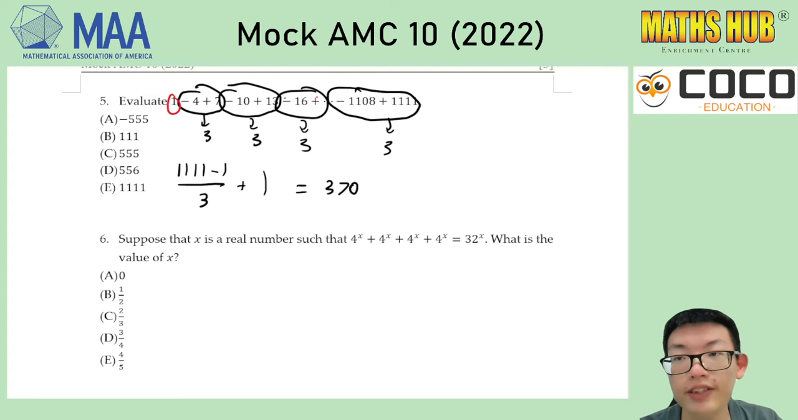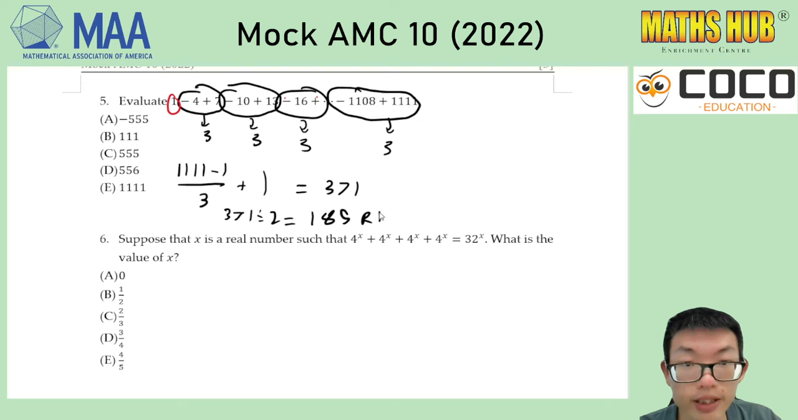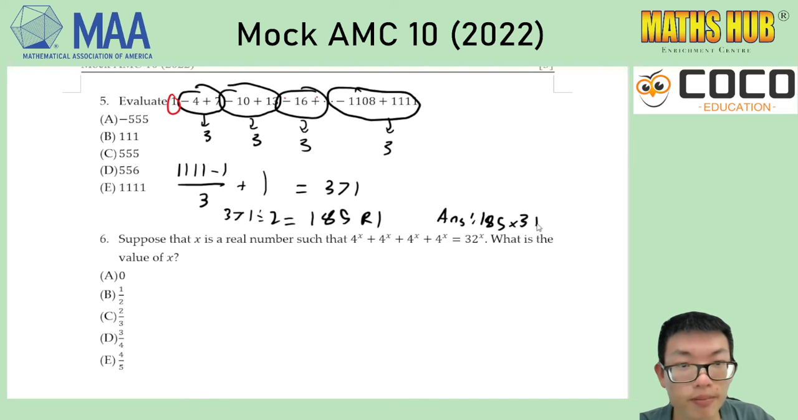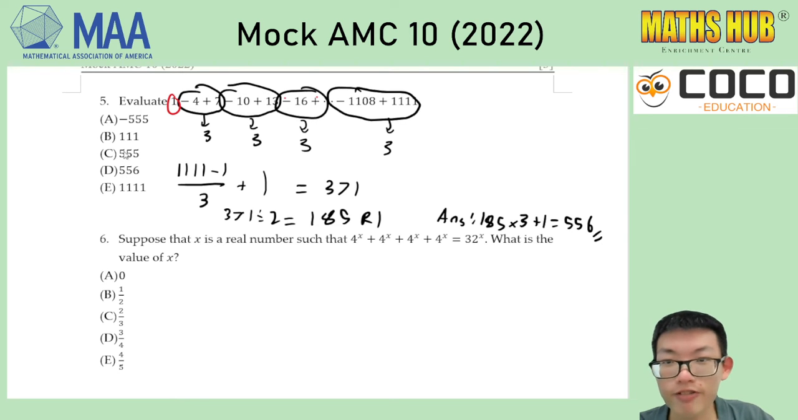371 is the result. Now, 371, if I were to divide this by 2, I get 185 remainder 1, meaning I have 185 pairs and 1 extra 1. So my answer is 185 times 3 plus 1, which is 556. And notice the 555 sneaking up there to trick you if you did not remember our plus 1.